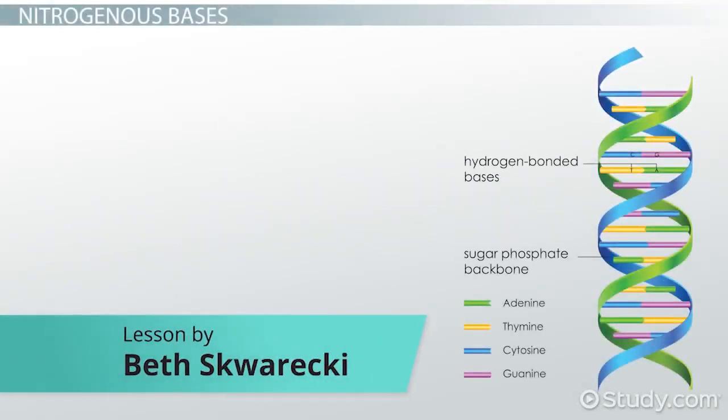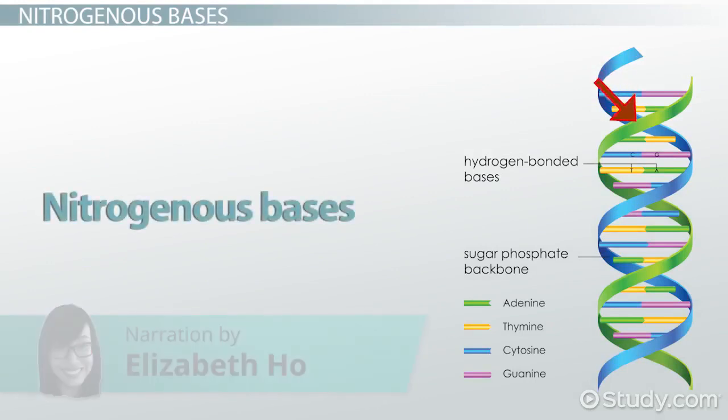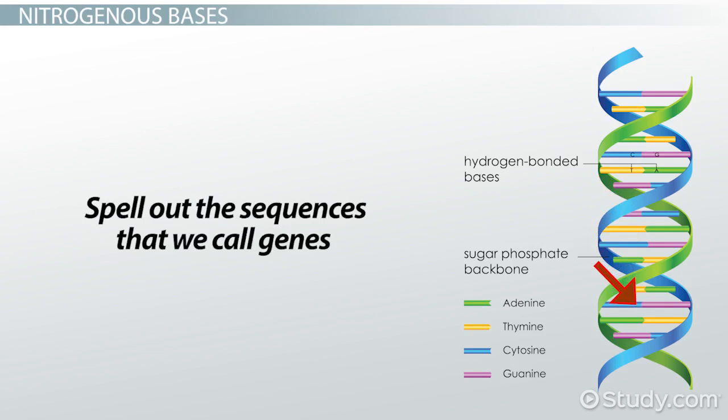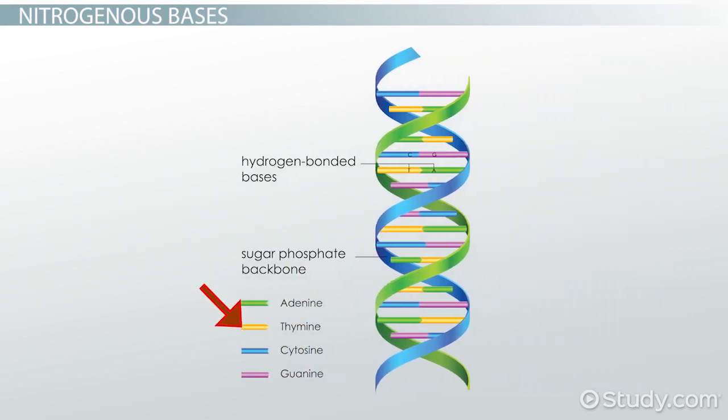If you think of DNA as a twisted ladder, nitrogenous bases are the rungs. They are shaped like flat rings stacked on top of each other in the middle of the DNA strand. Their function is to spell out the sequences that we call genes. You can think of the bases as letters and the genes they make as words or sentences. There are 4 bases in DNA, and each one is different than the others, making 4 letters. Amazingly, this is enough variety to spell out all the genes in all living things.